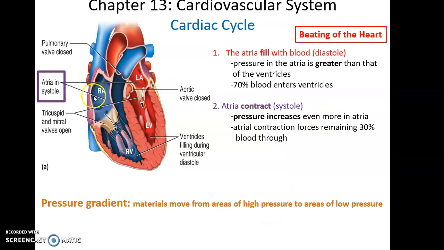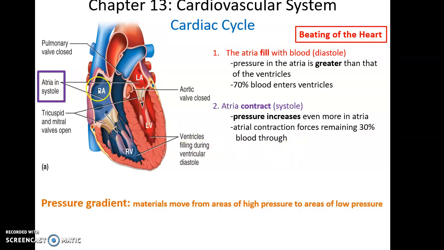So the atria will fill with blood during diastole. As the blood fills, the atria will begin to become higher in blood pressure because there's more blood in them. And during this time, about 70% of the blood passes through the atrioventricular valves into the ventricles. Then the atria both contract, so again, atrial systole. The increased pressure forces the remaining blood into the ventricles.